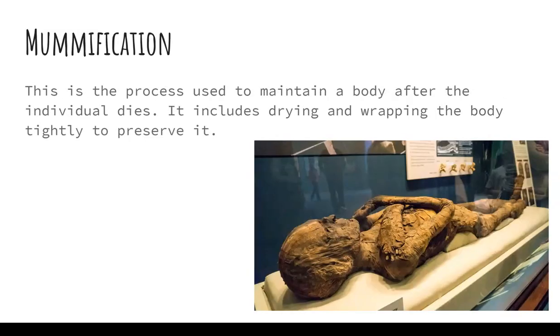Okay, and then our last one is going to be mummification. And as you can see in the picture, this is an actual mummy. You can see the wrappings around the body. What I'm going to do is I'm just going to walk you through the process to mummify a person. So this is the process that happened when a person passed away, and there were 7 steps that they went through to preserve their bodies.